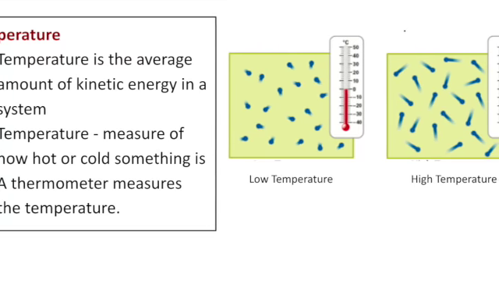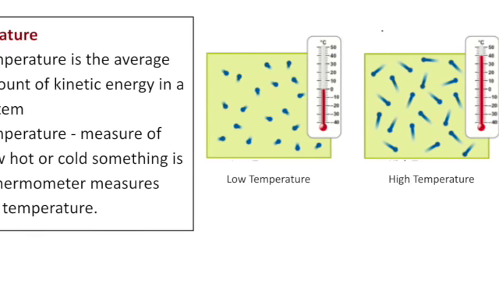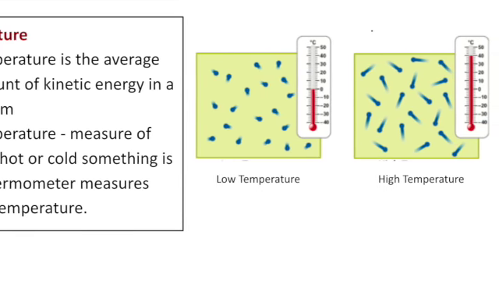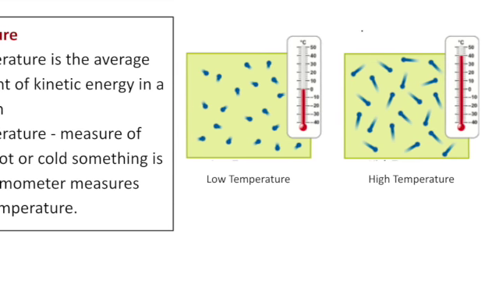These two diagrams provide a good way to visualize what it means for two substances to have different temperatures. Since they also have the same number of particles, in this case the one with the higher temperature also has more thermal energy. However, that's not always the case.